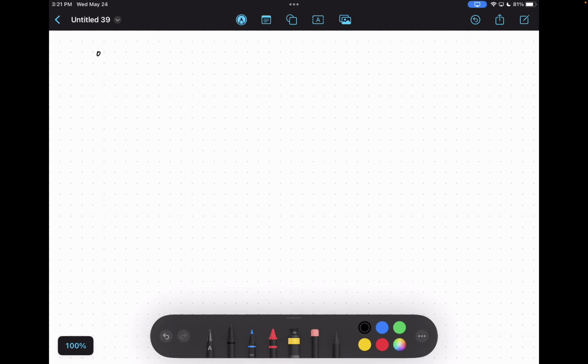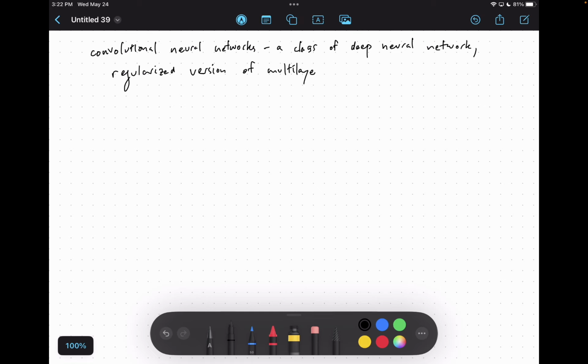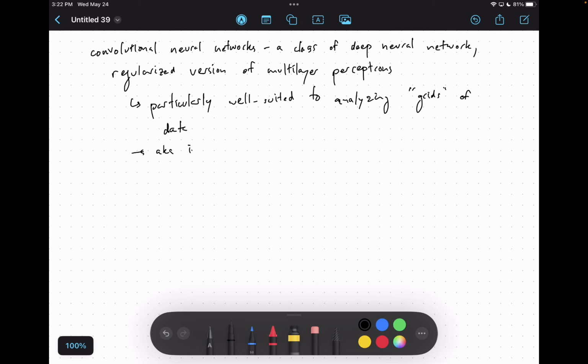So for the rest of class, we'll talk quickly about convolutional neural networks. This is a class of deep neural network. This is a regularized version of multi-layer perceptrons. Particularly well suited to analyzing grids of data, aka images for classification.